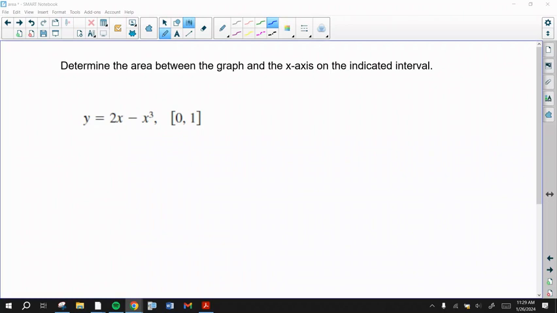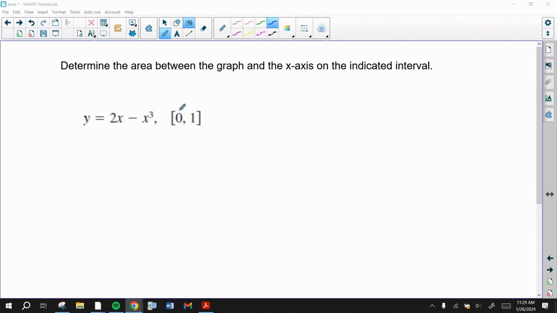So we're going to determine the area between this graph and the x-axis. You can use a definite integral to do this, but we are going to do it, assuming we haven't learned about definite integrals, using the limit of a sum definition.